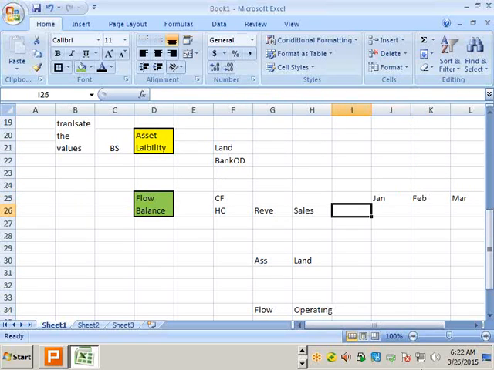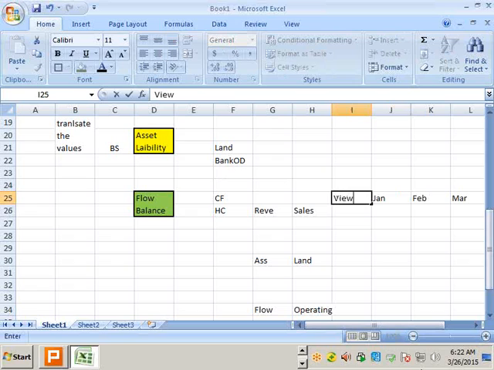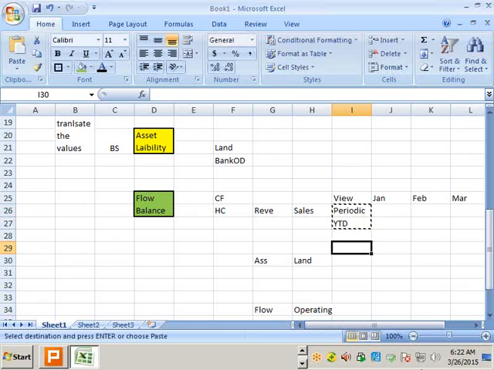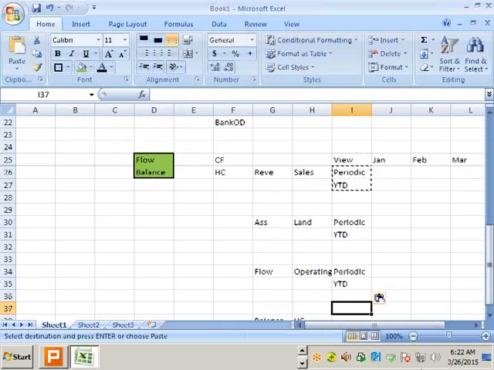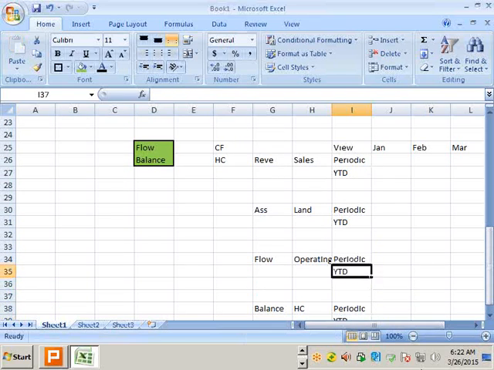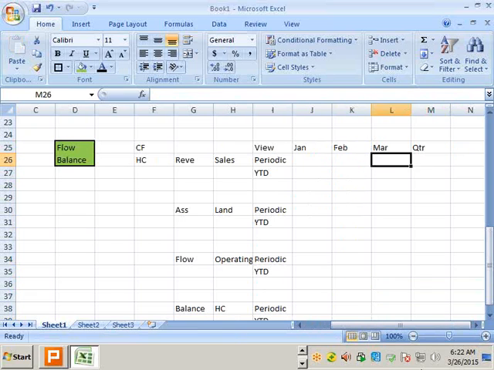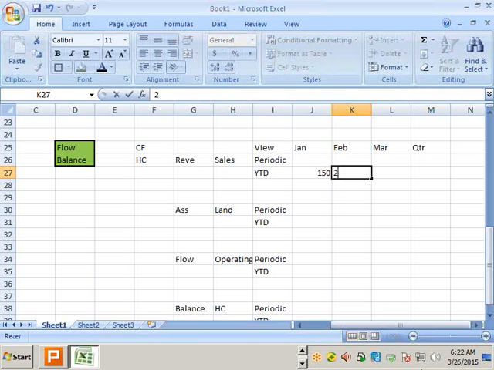Okay, so I am saying here itself a view dimension, that is the most important one again. And the view dimension here I am taking as periodic and year to date mode. So the input values that I am giving as year to date values, I am able to load the data as 150, 200 and 250. So your quarter value also would be 250.